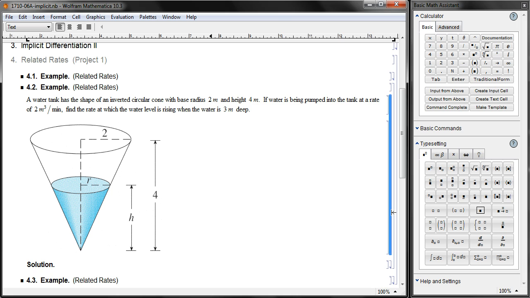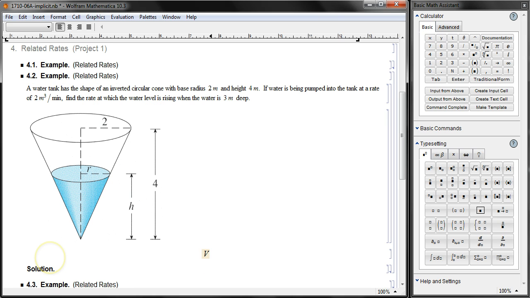Let's see, what is the given information here? 2 cubic meters per minute. What is this? Cubic meters, that's volume, divided by minutes. So that tells me this is the rate of change of volume with respect to time. In short, this is V prime.